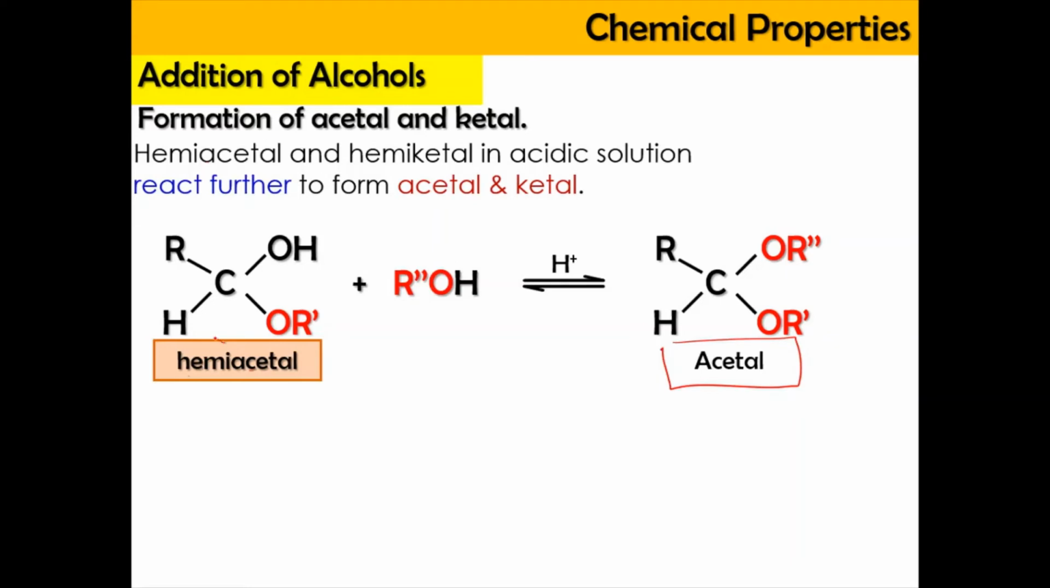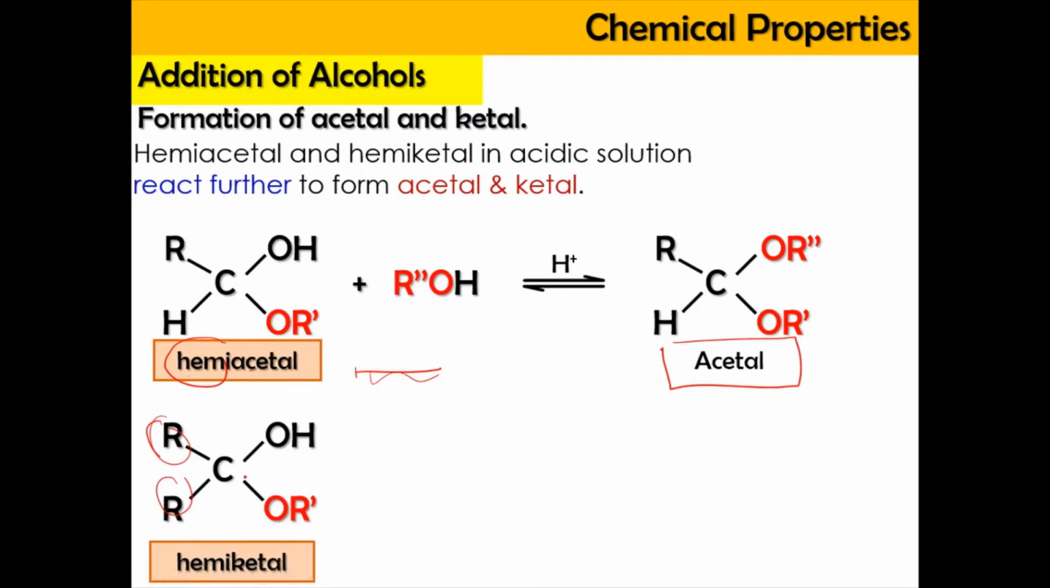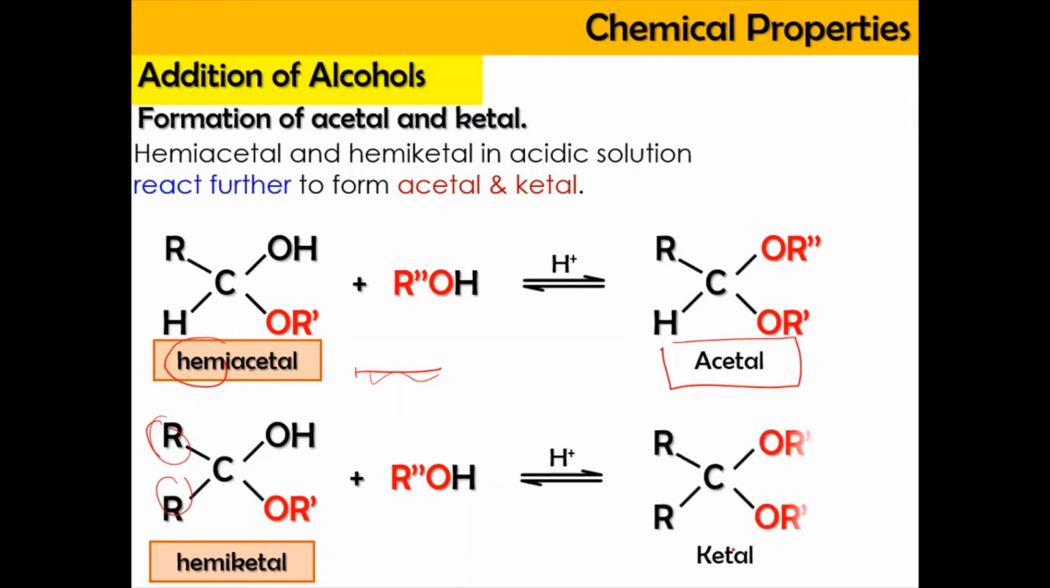Okay, so hemi means half, like hemisphere. But now, because OR and OR have been fully bonded to the carbon, it's going to be a full name. So it's going to be acetal instead of hemiacetal. Same goes for this situation. We have R and R here, with one OR, so it's going to be hemiketal, half. And now it's going to react with alcohol in acidified condition. So OR can enter here in order to replace the OH. So this one is going to produce a ketal.